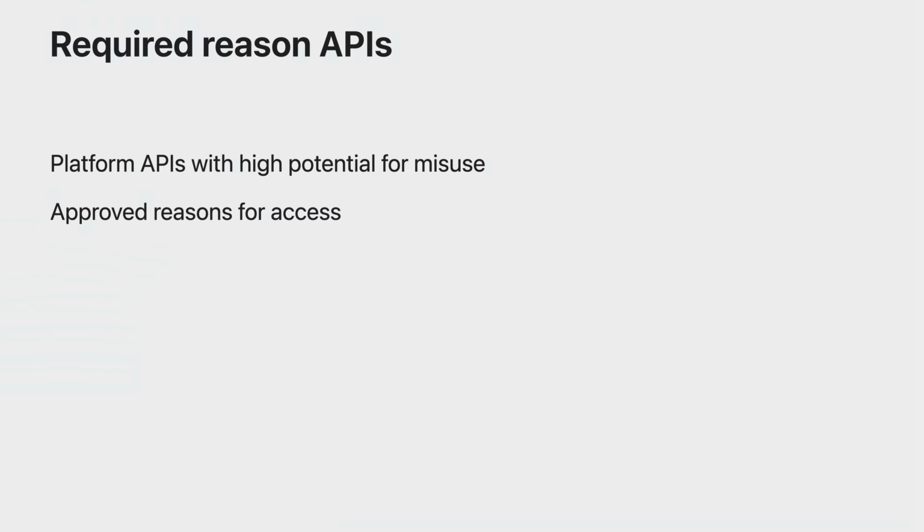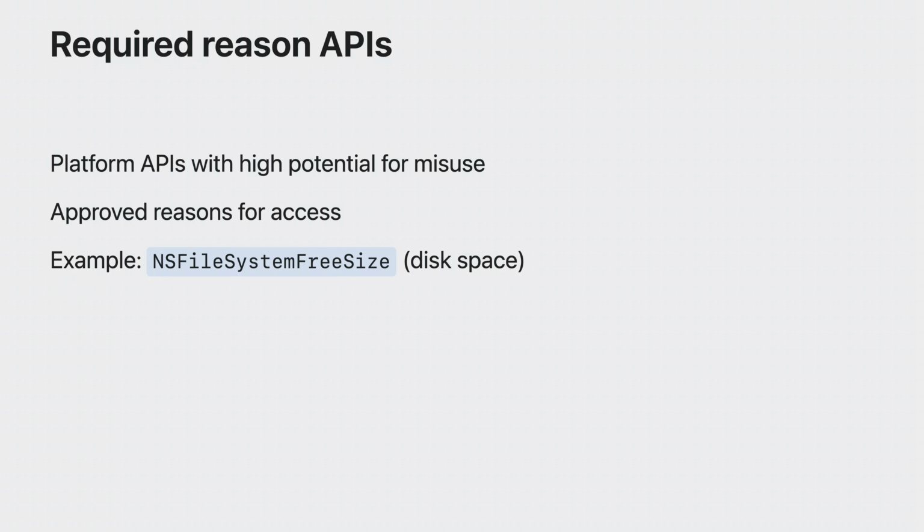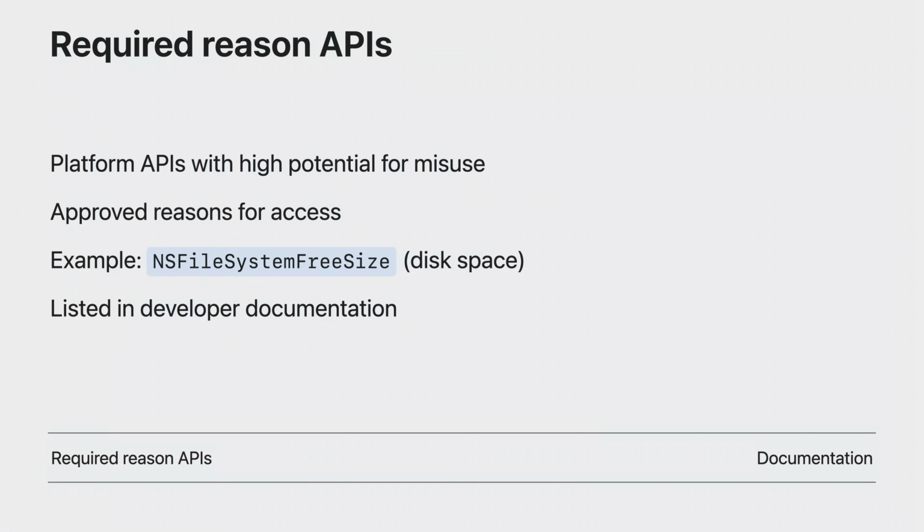For example, one required reason API is NSFileSystemFreeSize, which indicates the amount of free space on the file system. One of its approved reasons supports using this API to check whether there is sufficient disk space before writing files to disk. The list of required reason APIs and approved reasons, including any future updates, is published in the Apple developer documentation.